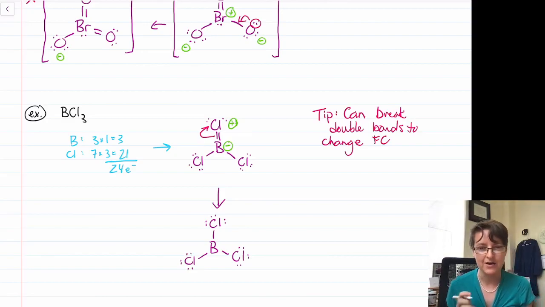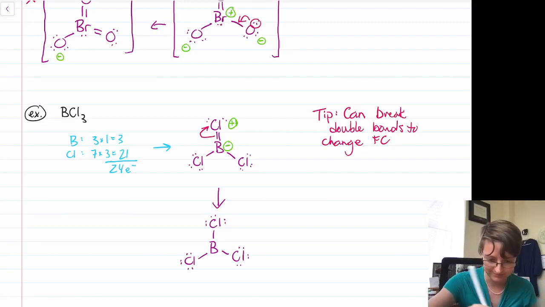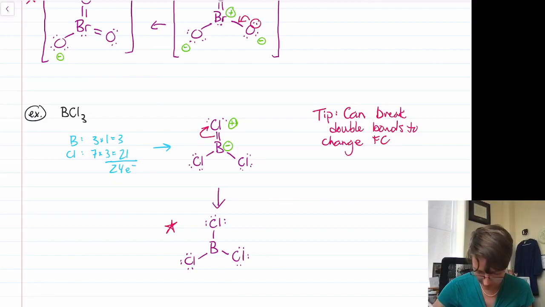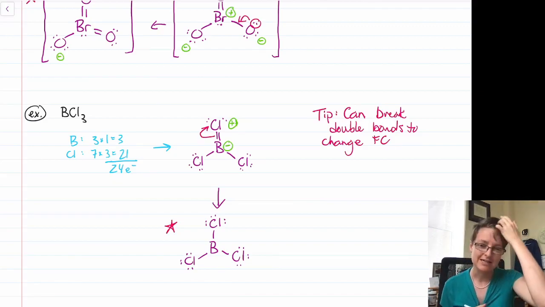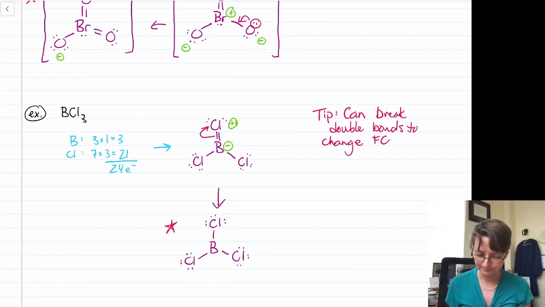And if I go ahead and calculate my formal charges one more time, you'll see that there is in fact no formal charge on any of the atoms in this second version of the structure. And so the second version of the structure, we can say with a lot of confidence, is going to be the most optimal structure.